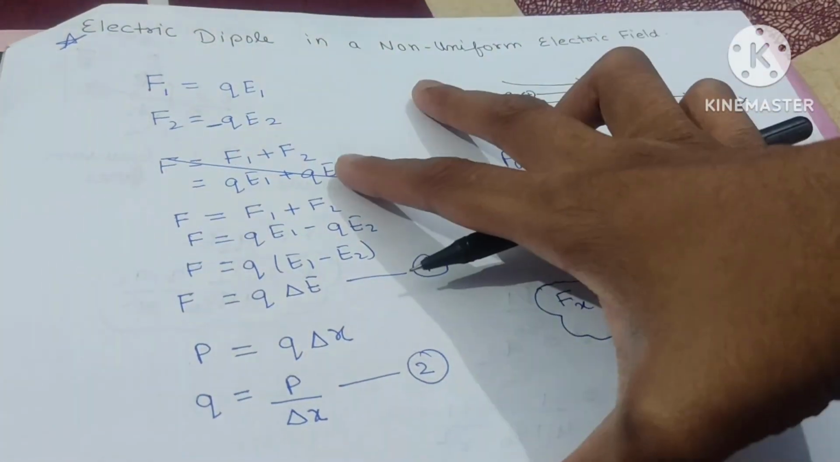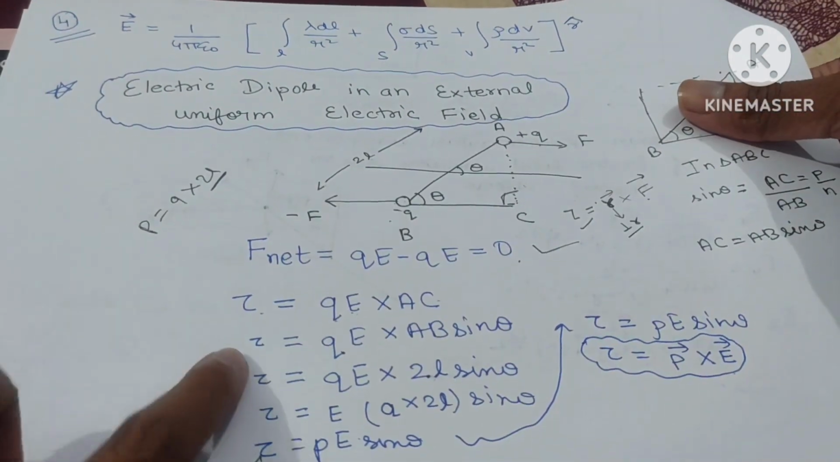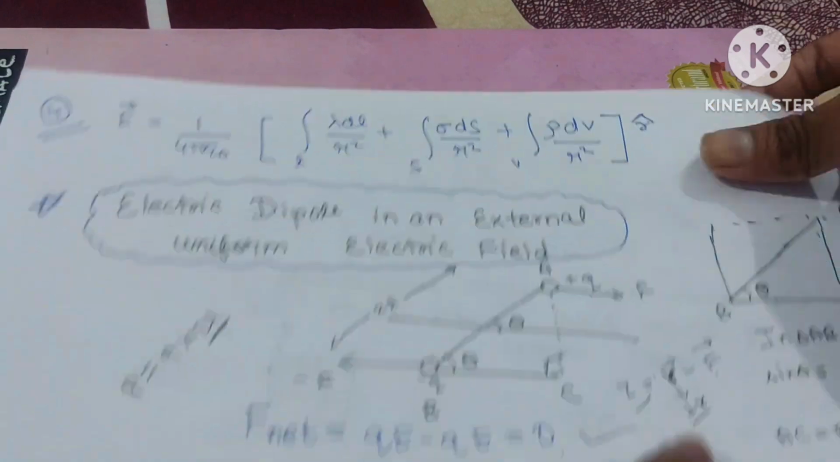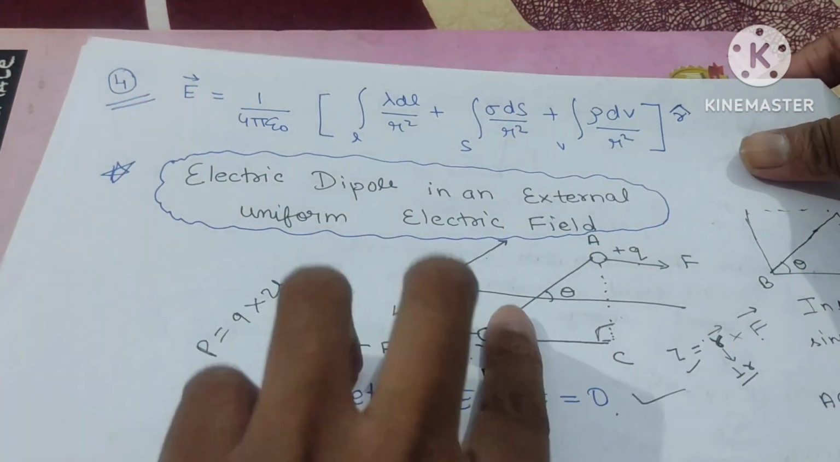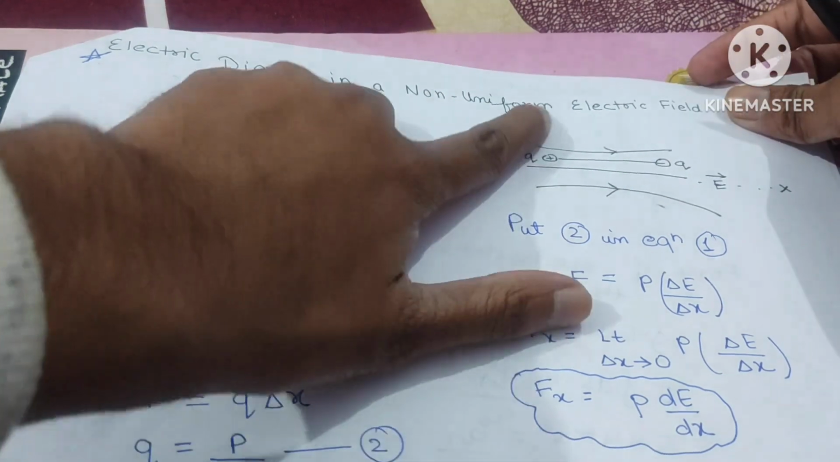In the previous section we dealt with the tau because there is no F net. Now we'll find F net. The earlier case is the concept of a uniform electric field, and this is the concept of a non-uniform electric field.